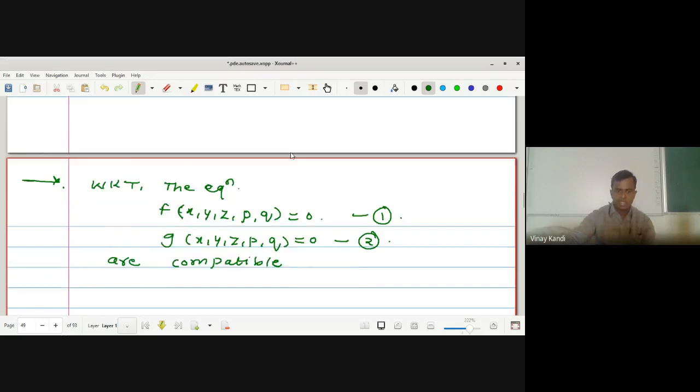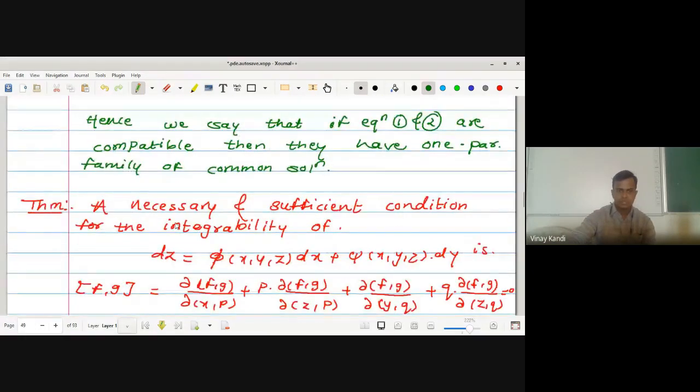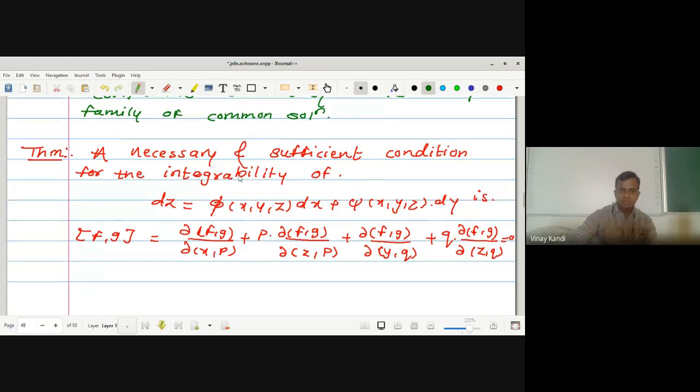Okay, what does integrable mean? For these two equations, the necessary and sufficient condition for the integrability of phi of x, y, z dx plus psi of x, y, z dy is what we have to prove. If it is integrable, we have to prove that it is equal to 0, and from this, dz is equal to phi of x, y, z dx plus psi of x, y, z dy.